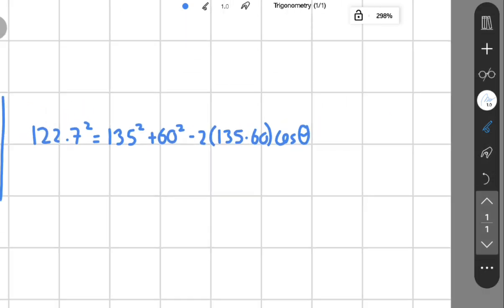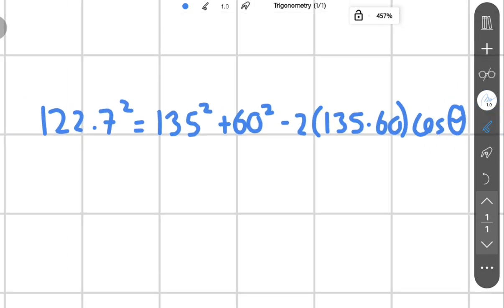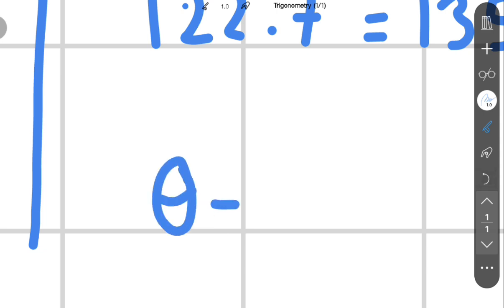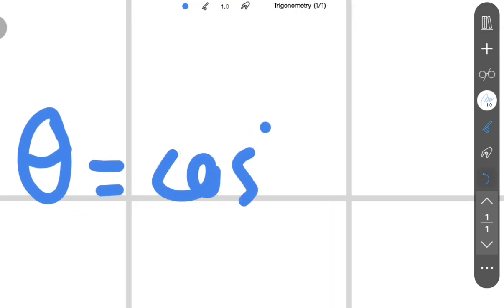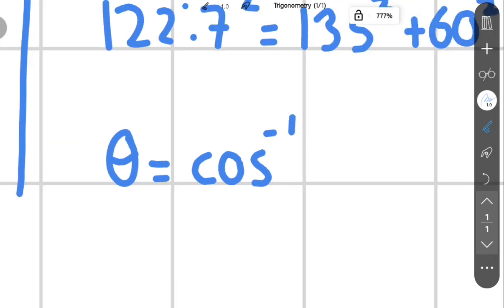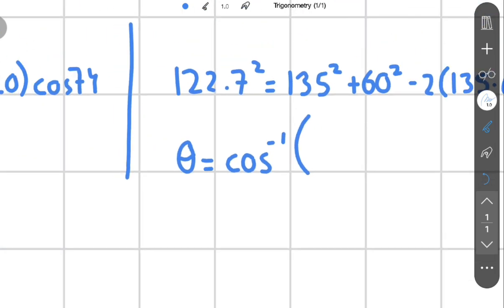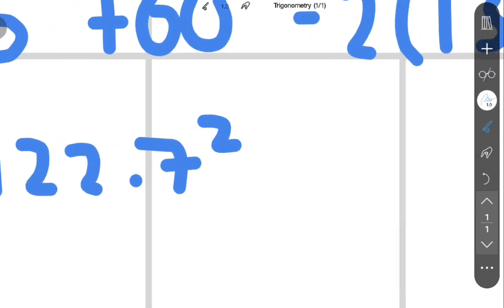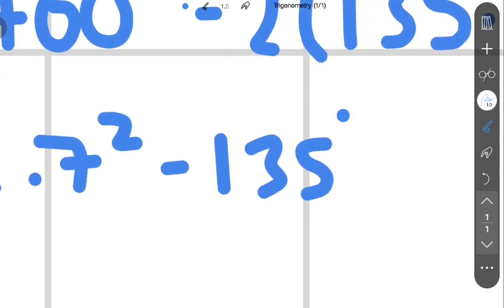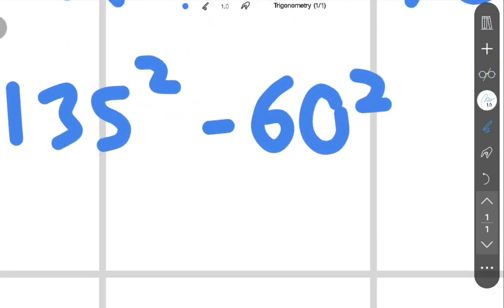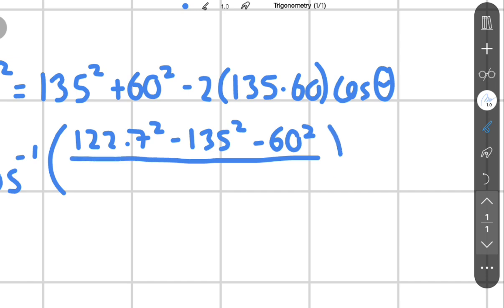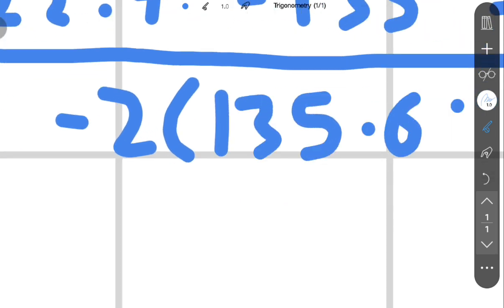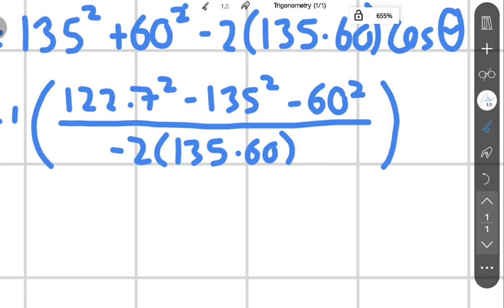Now let's get cosine theta to be the subject of this equation. So theta will be equal to the inverse cosine of, and let's send everything to the other side, so we'll have 122.7 all squared minus 135 squared minus 60 squared, all over negative 2 times this. And yeah, there we go. This is what theta will equate to.